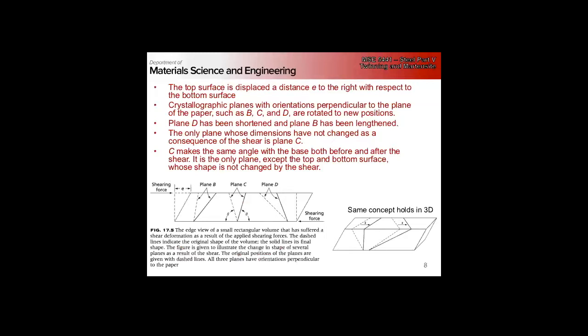The same concept holds in 3D. It's just a little bit more difficult to visualize. If we have an arbitrary shear on this region, there's going to be some plane that makes some oblique angle here that's going to make the same angle with our shear surfaces before and after the transformation. Okay.